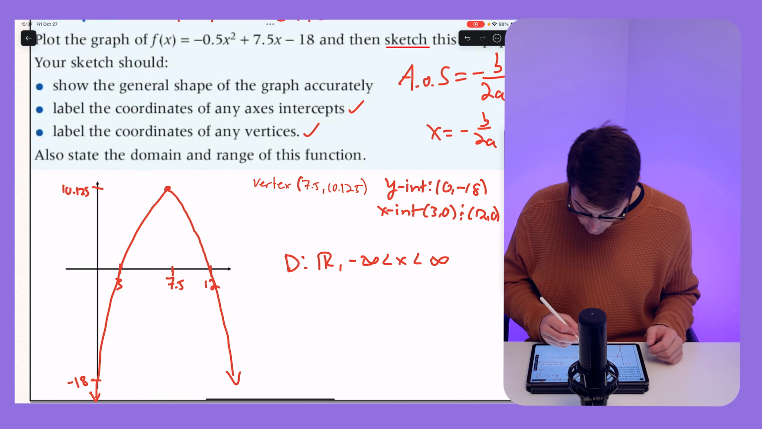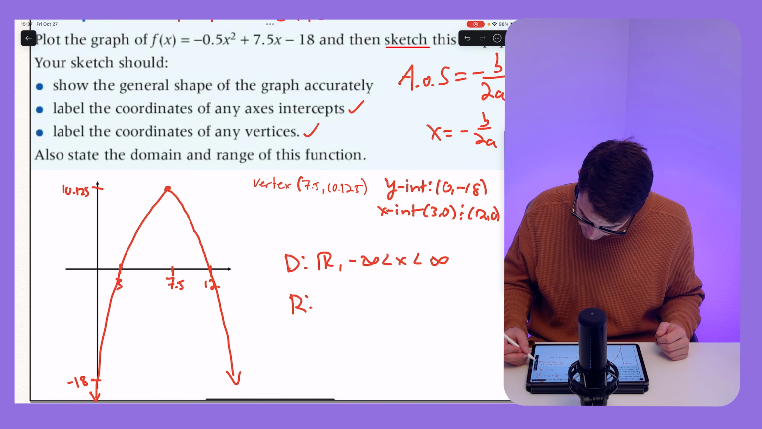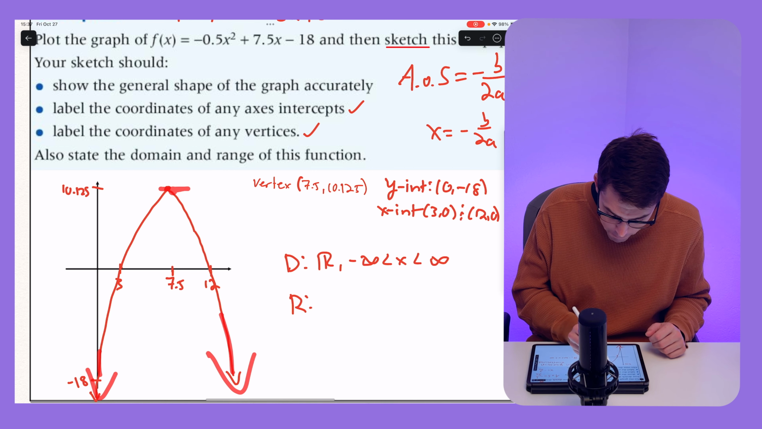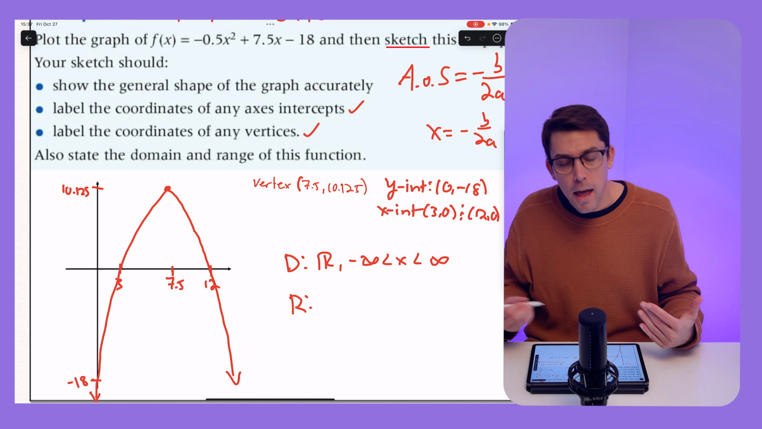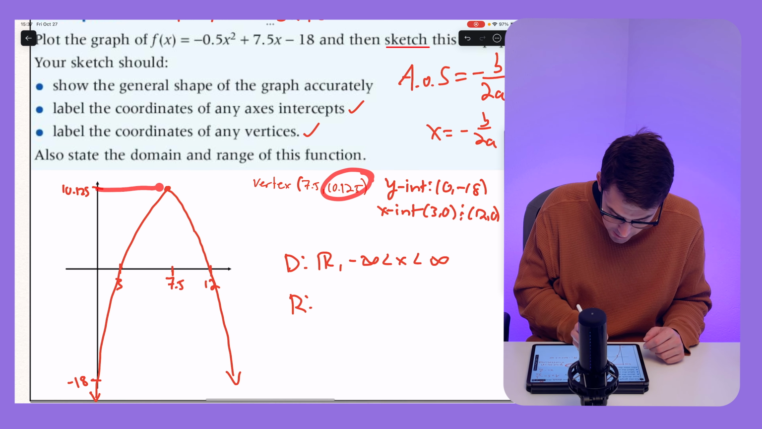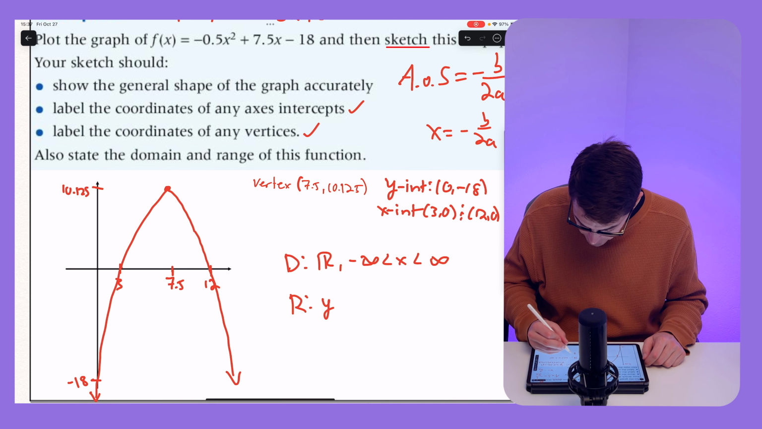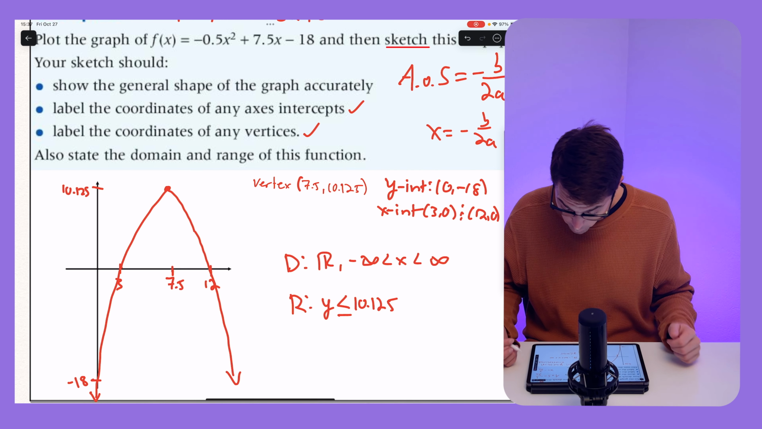Now, what about the range? Well, that's a little bit different. The range, it's way easier to look at the graph here. And I can already see that, okay, I'm going downwards here, and I'm going downwards here, but I am peaking right here. This is my maximum value of the vertex. So in terms of y, what is the furthest upwards I go on the y-axis? Well, it's right here, which I know is my y-coordinate of the vertex, which is 10.125. So I know that my y value has to be less than 10.125. And there it is. Or equal to, sorry, y has to be less than or equal to 10.125.